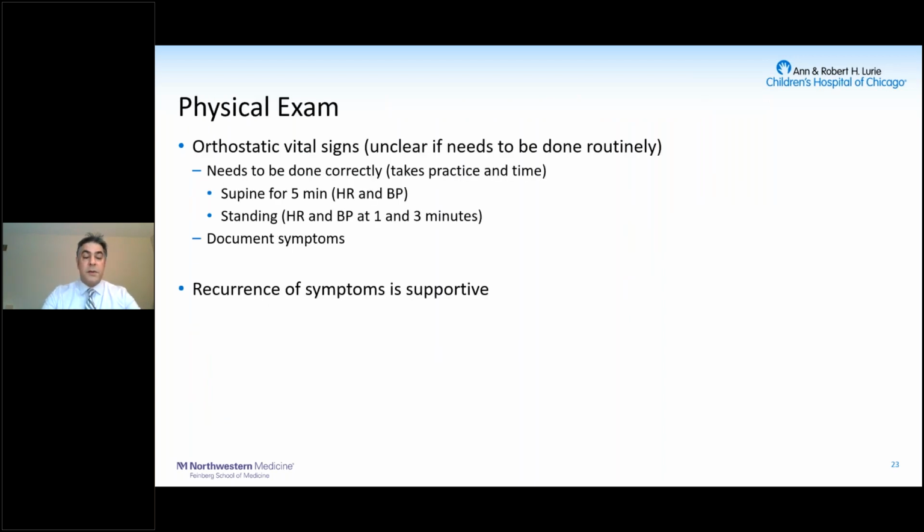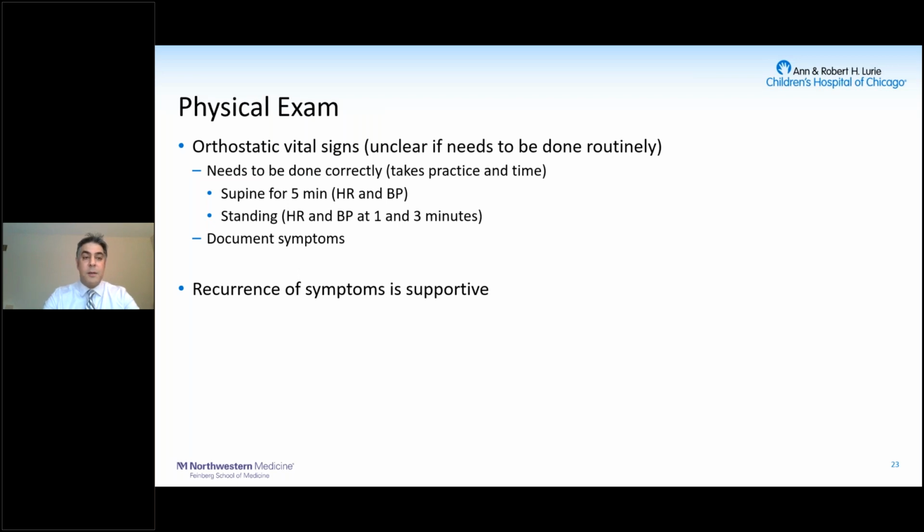Now, in regards to your physical exam, it is not standard guidelines to do orthostatic vital signs in someone. I think it is helpful. And in cardiology clinic, we typically do them because we are seeing patients who do have more severe or prolonged syncope. It does take time. It does take experience for your staff to know how to do them appropriately. Typically, we have them lay down for 5 minutes, and then we have them stand up and do it at the 1 and 3 minute mark.